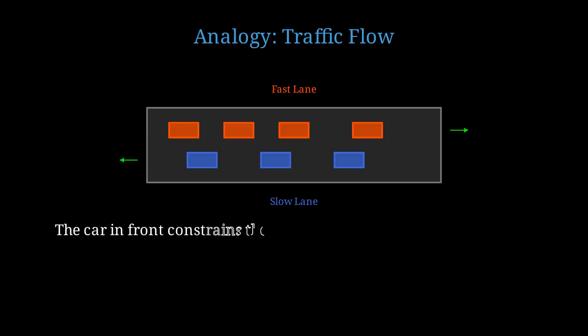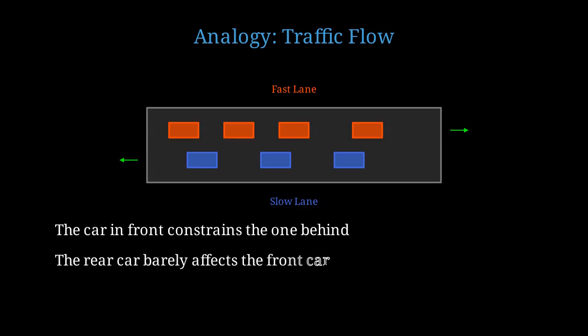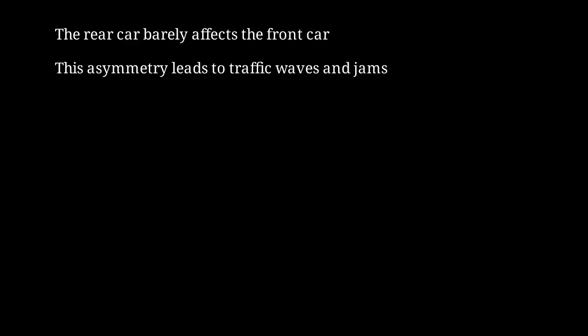The car in front constrains the following car's motion. If the front car slows down, the rear car must slow down too to avoid collision. But the rear car barely affects the front car. The front driver mostly ignores what's happening behind unless actively looking in the mirror. This non-reciprocal interaction is one reason we get traffic waves and phantom jams that propagate backward along the highway, even without any actual obstruction.